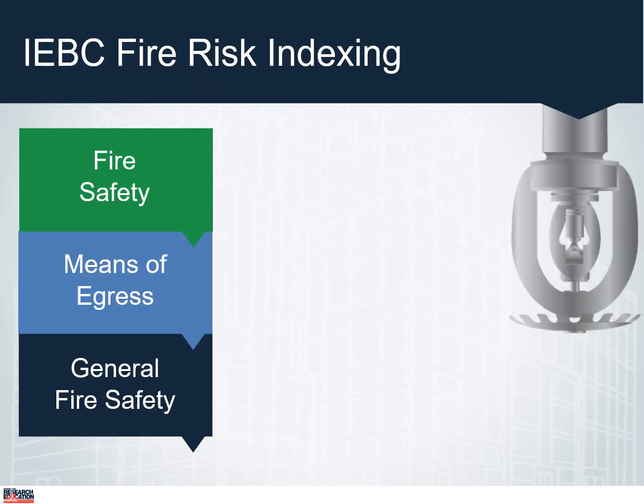In the IEBC, the evaluation is specific to certain fire safety parameters, which are scored based on their impact to each category. As a result, the following questions are asked. How do fire sprinklers improve the level of fire safety? How do fire sprinklers impact the means of egress? And how do fire sprinklers enhance the level of general safety? Remember, many of the fire protection components will overlap one or more of the categories, and the score for each attribute will reflect the relative value of the component in each category.